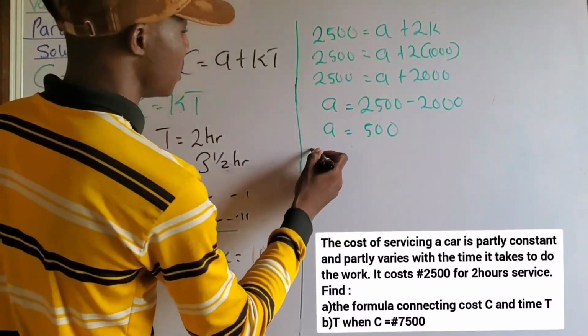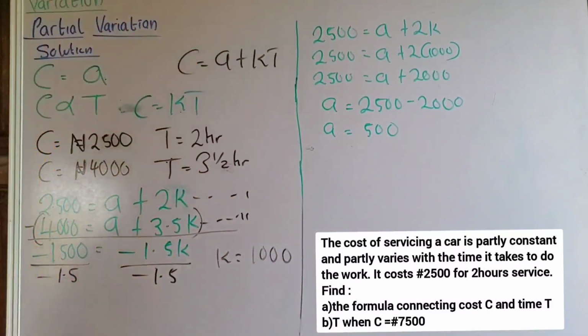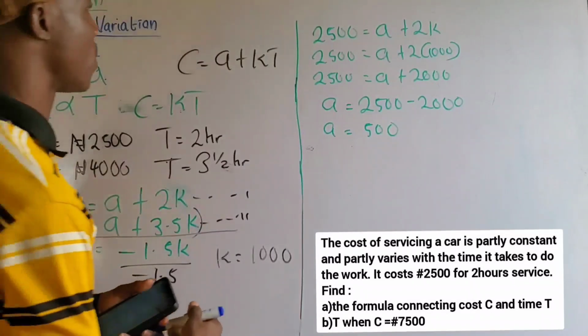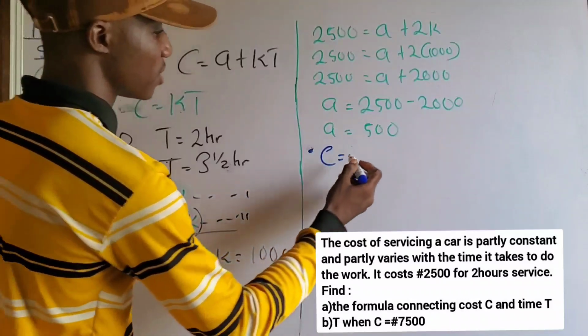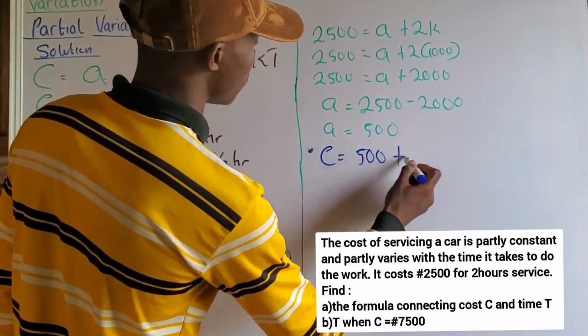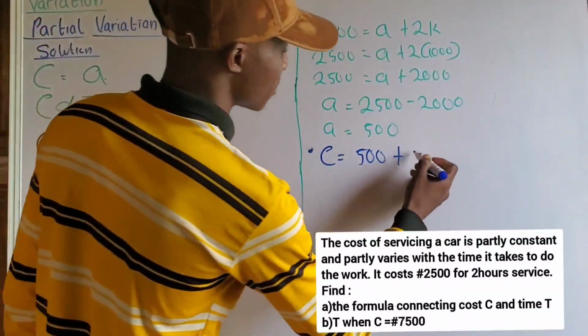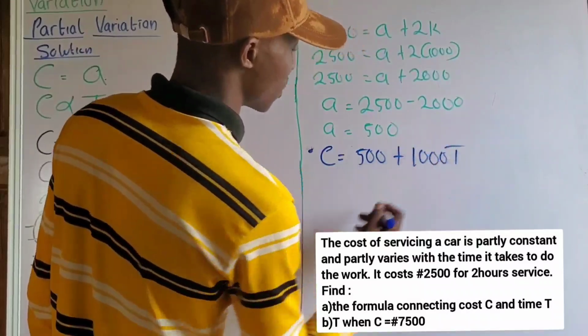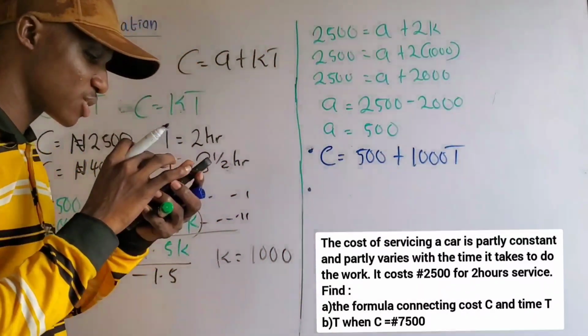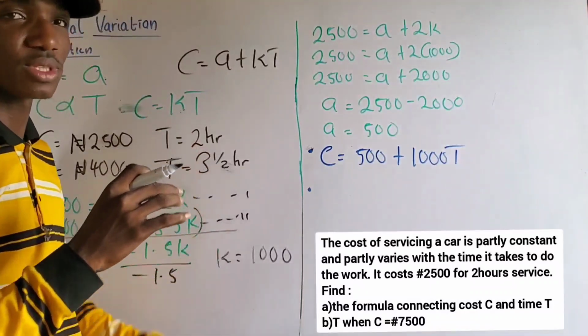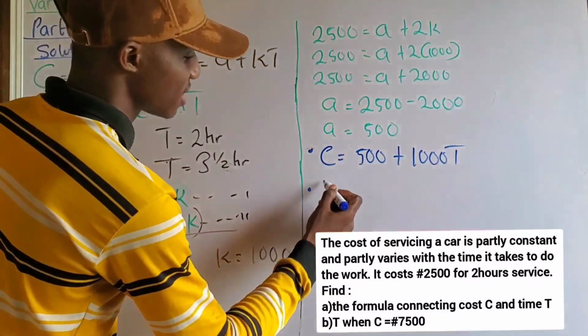So let's do that. For this, we are going to have C equals A. A is 500, so I'm going to have 500 plus K. K is 1000, so I'm going to have 1000 T. Okay, this is the formula connecting C and T. Now, for the second question, we are asked to find T when C is 7,500 naira. Okay, so C is 7,500.